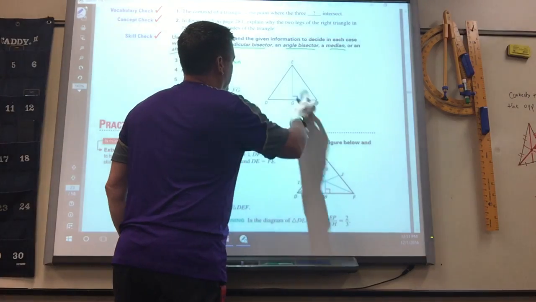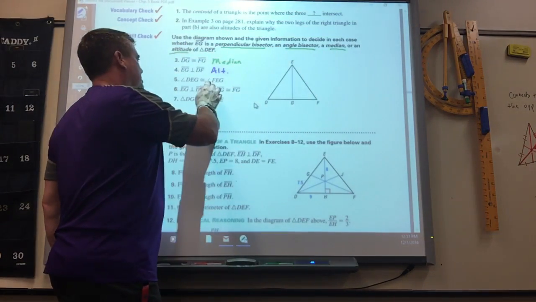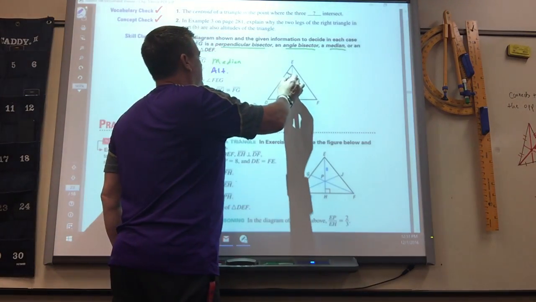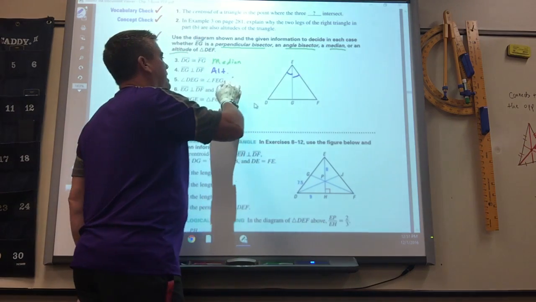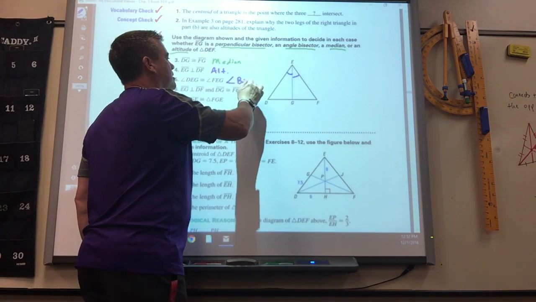Next one you can tell without even looking, probably because of these signs. DEG is congruent to that, so that is an angle bisector.